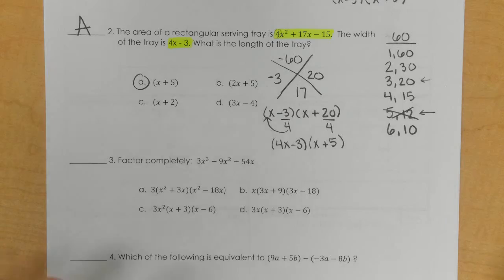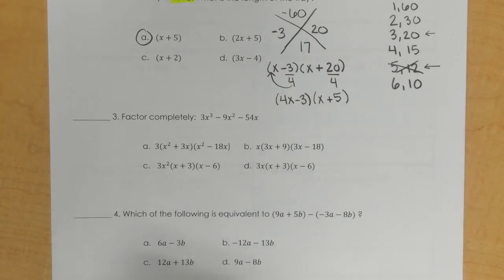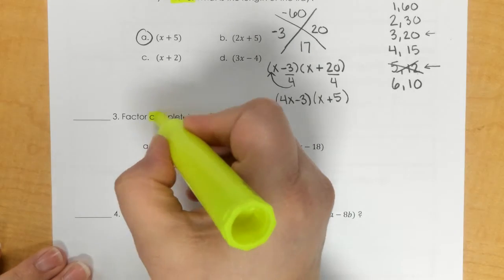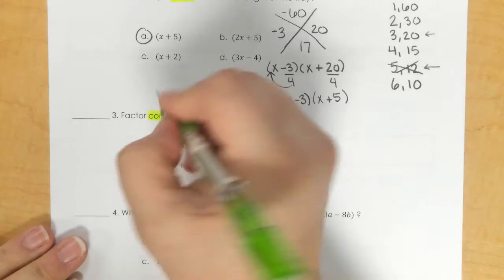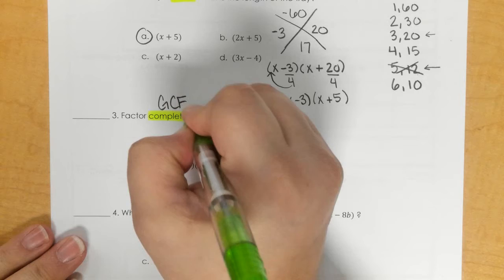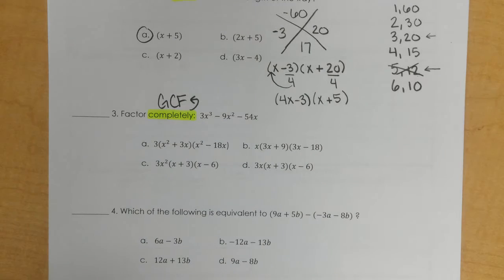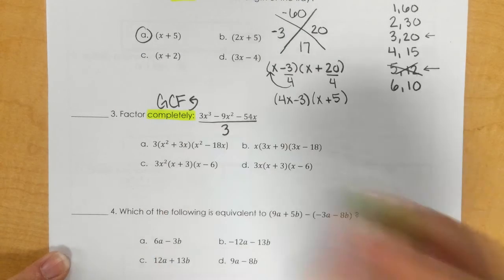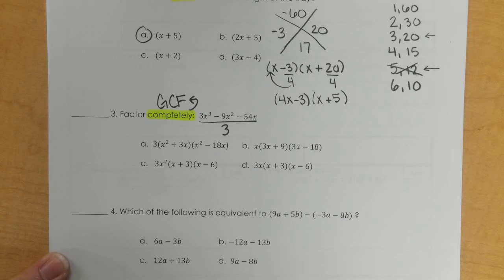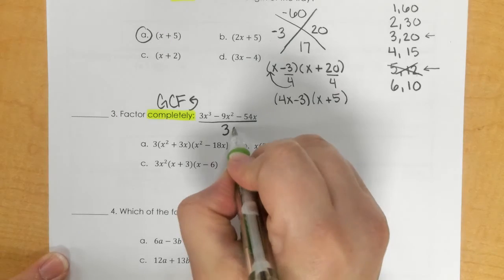Okay, in number 3, it says to factor completely. The important word here is completely. I want to find a GCF. As soon as I see completely, I think greatest common factor. And I want to know what goes into 3, 9, and 54 evenly. And it would be 3. And then I have to take the lowest x out since there's an x in every term. So that's just x.